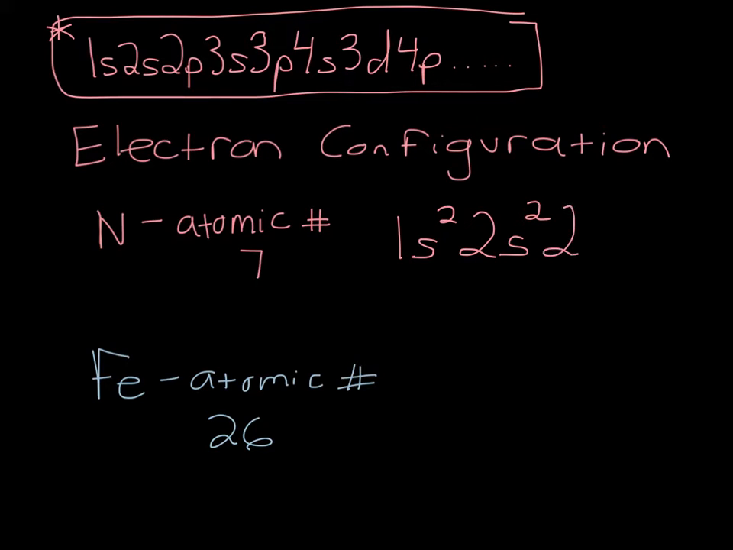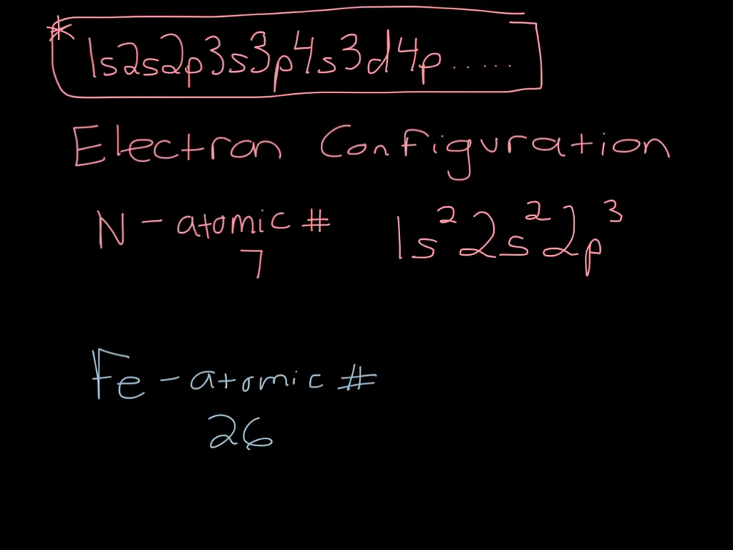After 2s, we're in the 2p block. The 2p block starts with boron, so we're at the second energy level, the p block. And our element is there. Our element is the third one in the 2p block. So we've written our electron configuration for nitrogen.